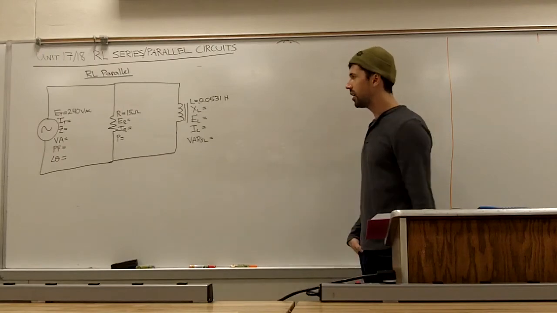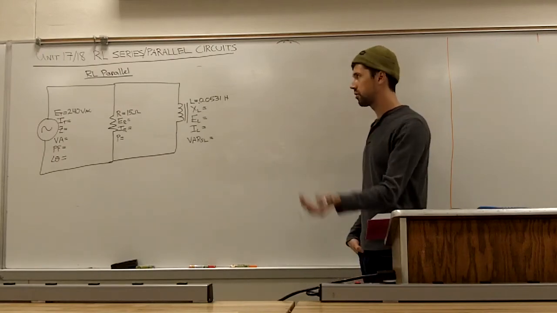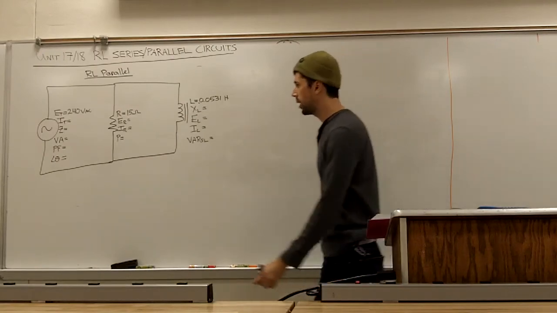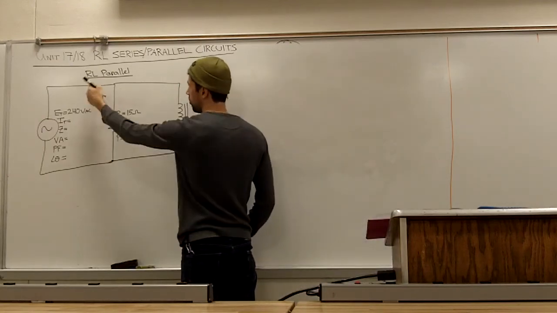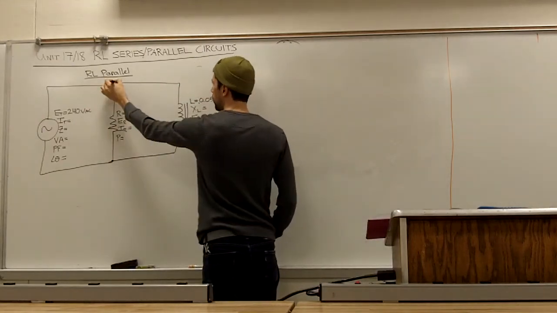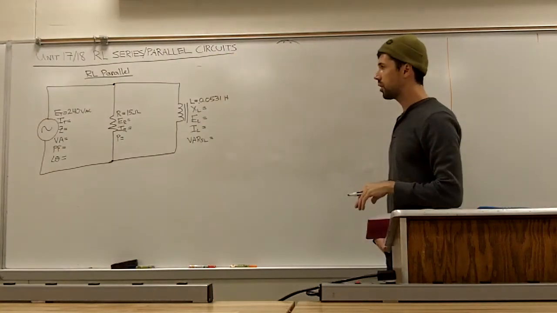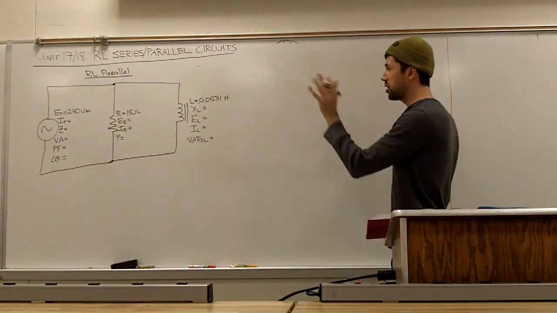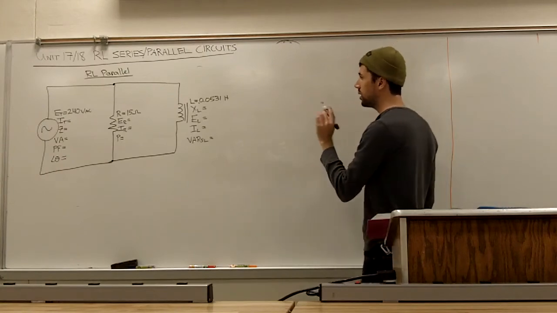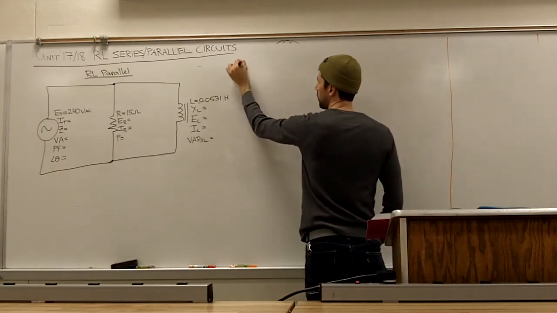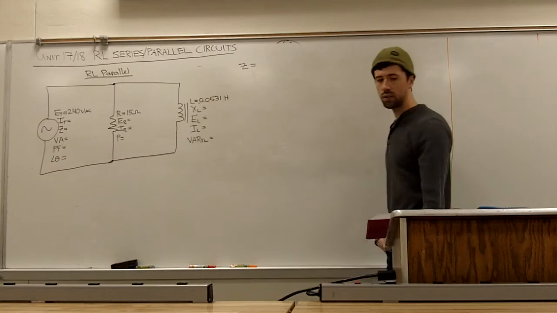Thankfully, there are no new circuit values. The only thing that's changed is the configuration of the circuit. We're now in a parallel circuit. Remember, parallel is defined as having more than one path for current to flow. All these equations are going to stay the same. The only thing that's going to change for equations is for our impedance Z.